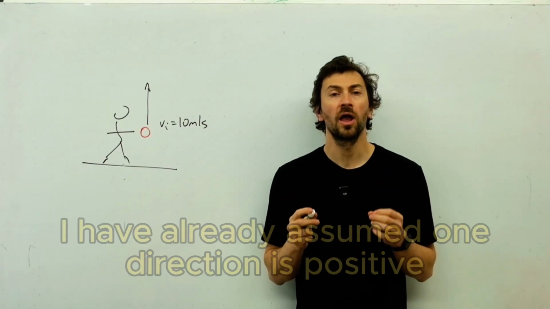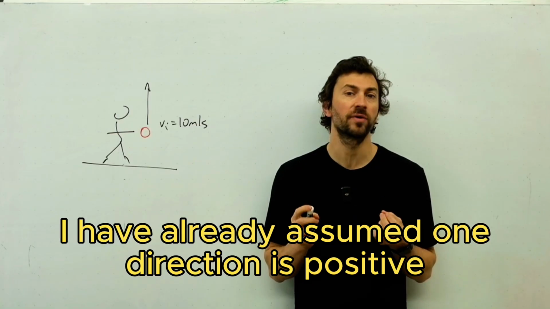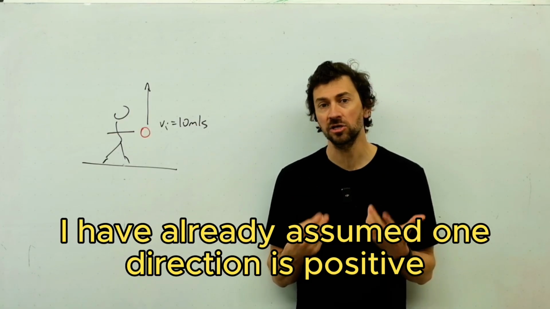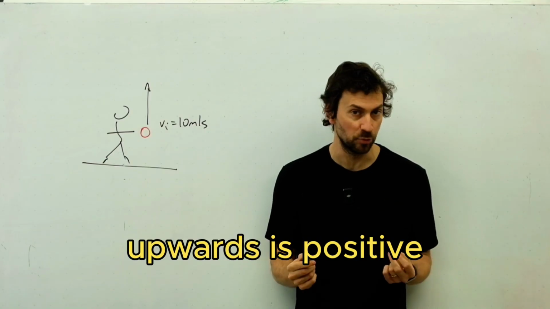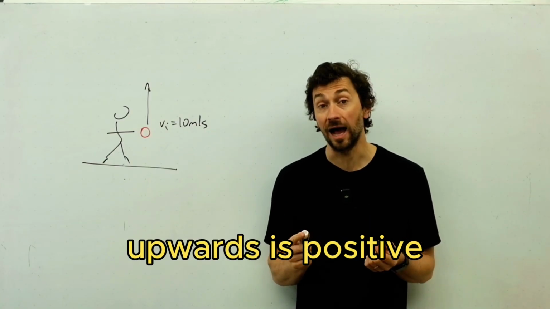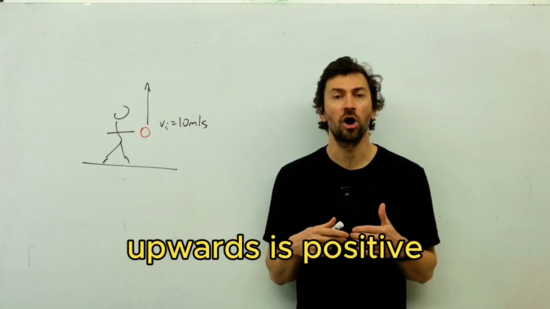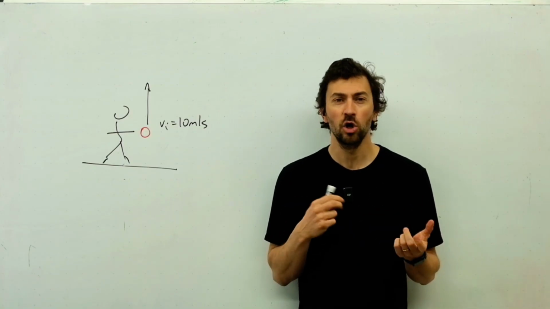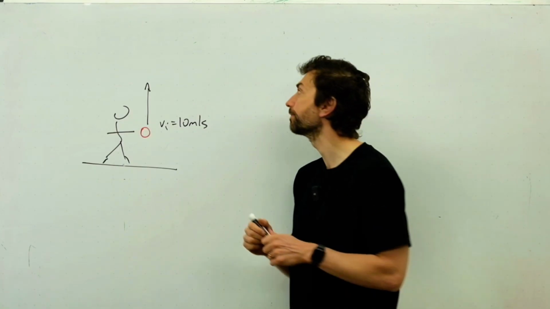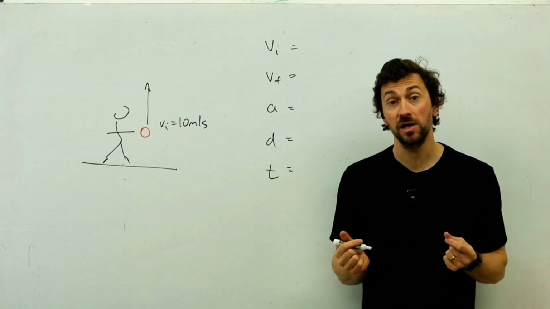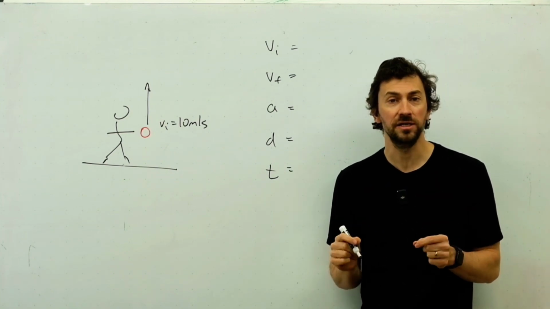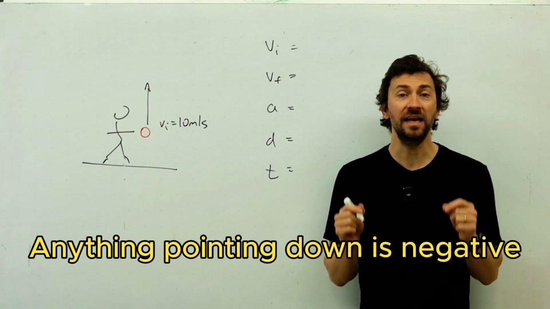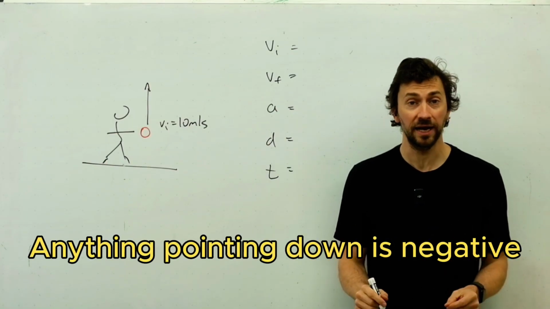So here, I have actually set a direction, but I haven't written it down, and this happens often. The vector is 10 meters per second upwards, so the direction here is up. If we think about our 5 variables and writing them down, we should conceive of them as vectors. We're going to write the VI as a positive number, and in this question, we're going to say positive is upwards, and anything that's pointing downwards is negative.